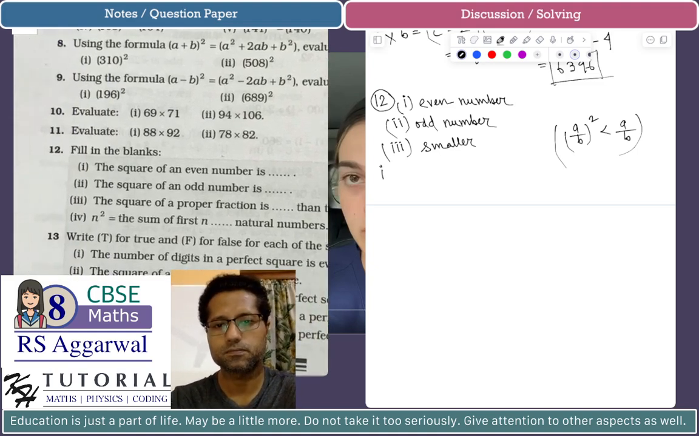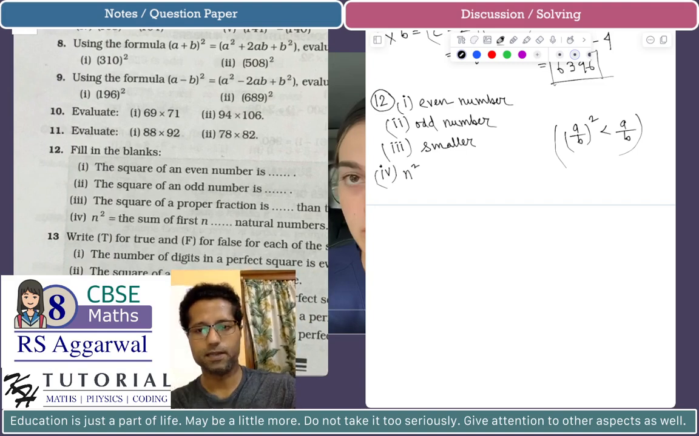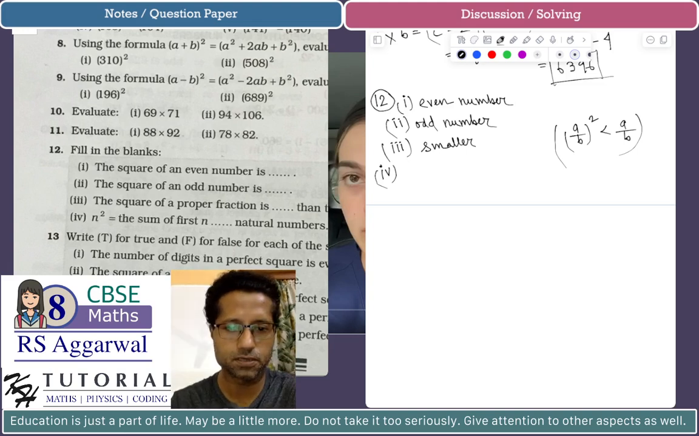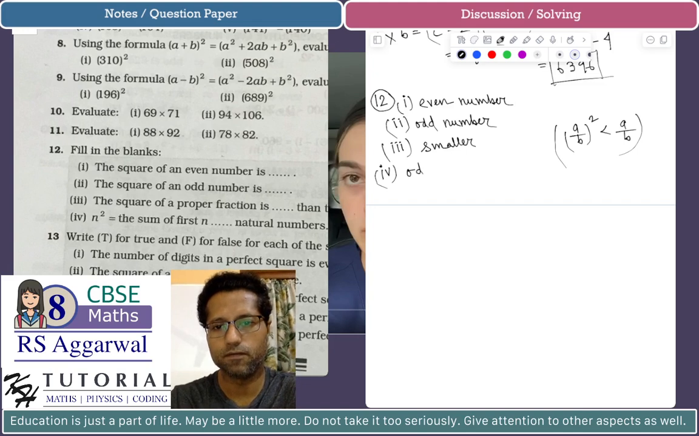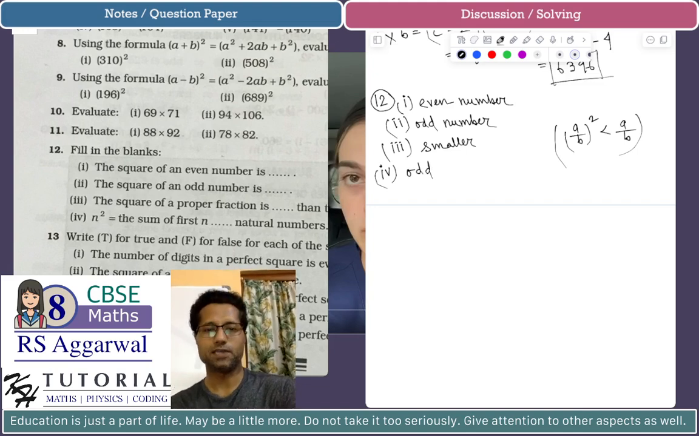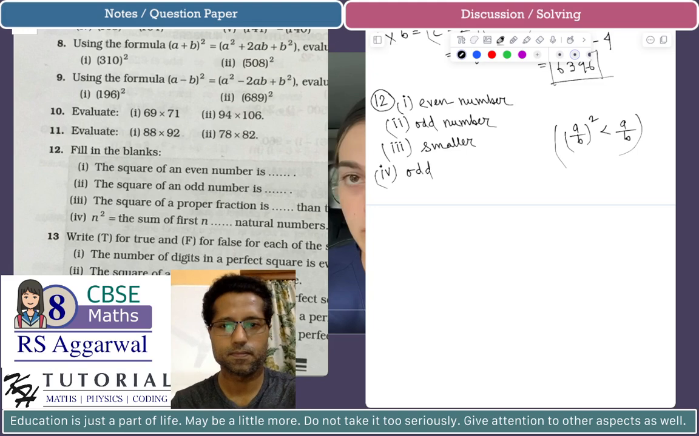4. It is given that n square is equal to the sum of first n dash natural numbers. It will be odd. The sum of first n odd natural numbers. Okay.